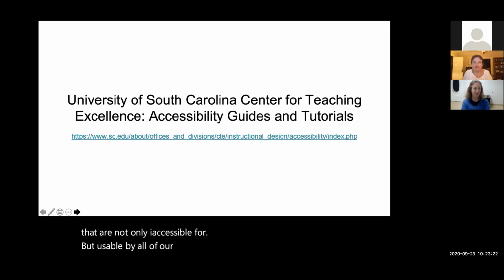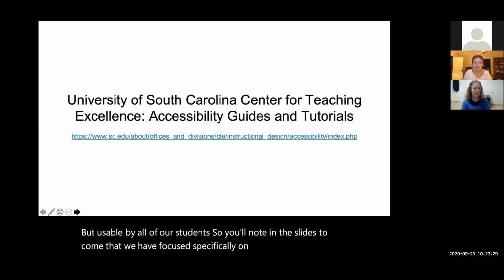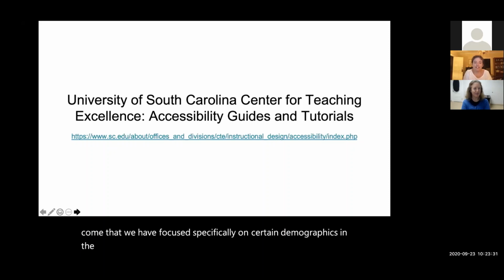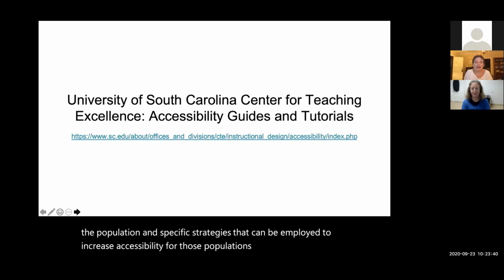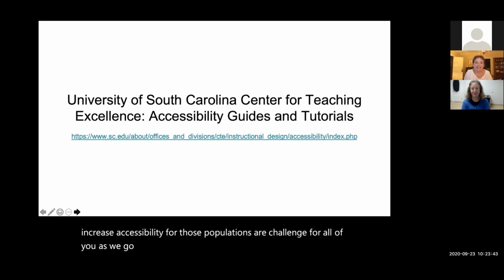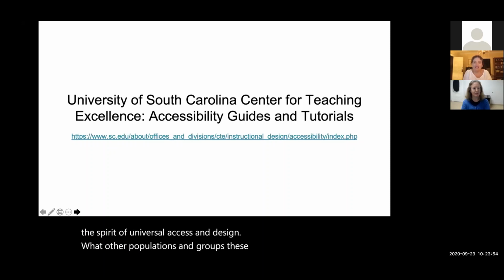You'll note in the slides to come that we have focused specifically on certain demographics in the population and specific strategies that can be employed to increase accessibility for those populations. Our challenge for all of you as we go through this content is to think about, in the spirit of universal access and design, what other populations and groups these same accommodations can support.